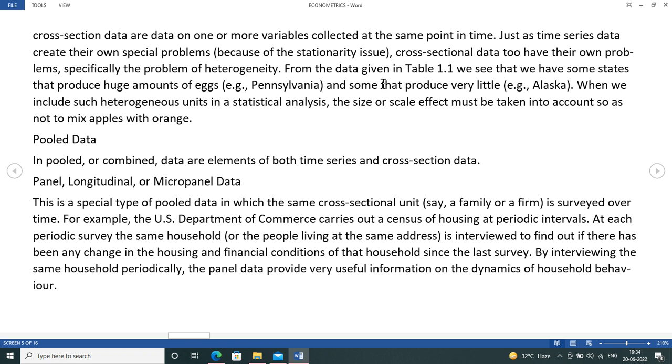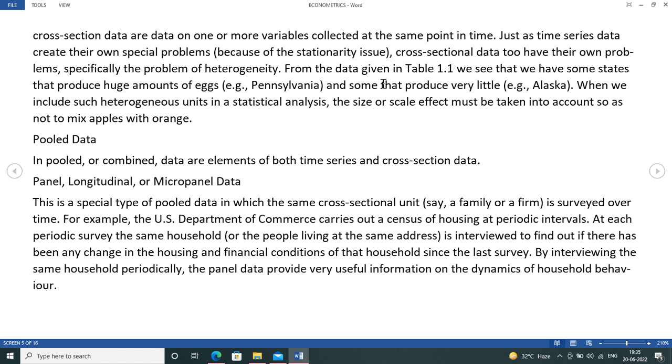If you consider cross-sectional data, it basically takes into consideration various variables collected at the same point of time. So in time series, you are varying the time; in cross-section, you are varying the variables. In cross-section, you will have variables like consumption and income. You may also have variables like tastes and preferences. So you are considering various types of variables.